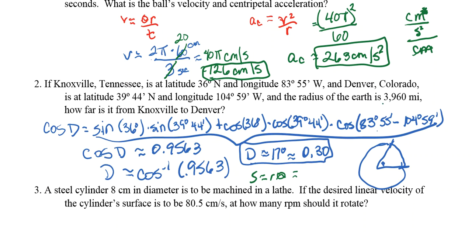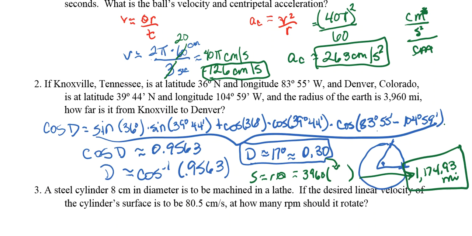My radius is 3,960. My angle in radians is this 0.30. So I'm going to go ahead and multiply those together. If I go a little bit farther out than the 0.30, just so I can be more exact, I get an answer of approximately 1,174.93 miles. So that's how far apart Knoxville, Tennessee is from Denver, Colorado. Now obviously that would be as the crow flies, not as roads go.